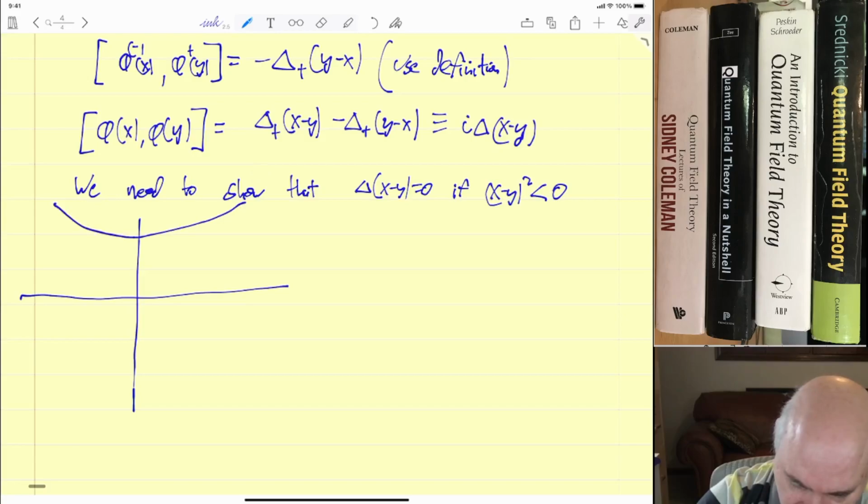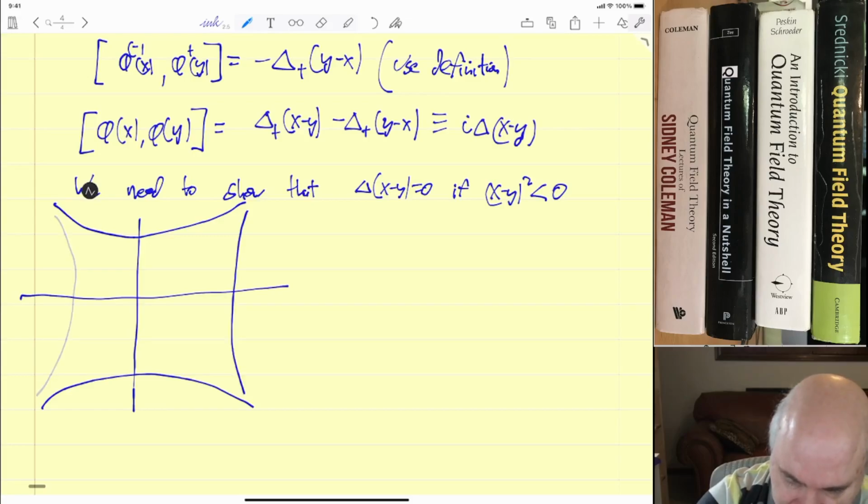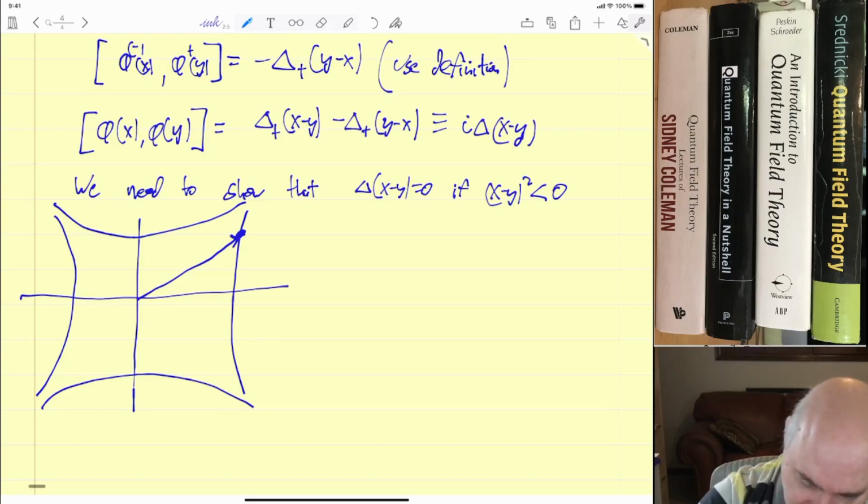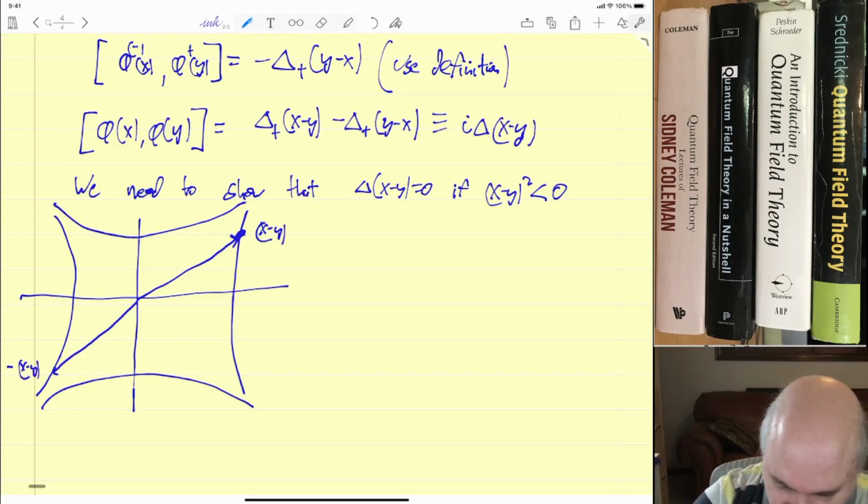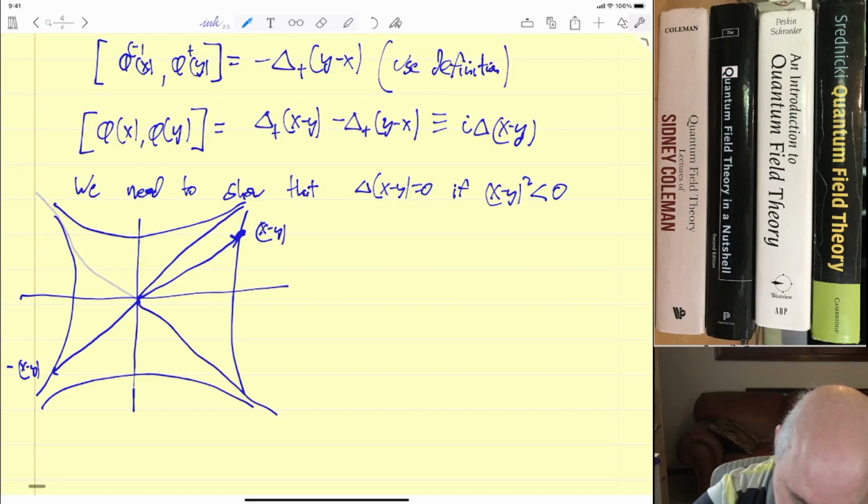This is the mass shell. And these are the other shells for things which are space-like. So if we have a vector, let's say here, let's say this is x minus y, this vector here, we can make a Lorentz transformation to get it to its negative here. If this is x minus y, then this is minus x minus y. Now you might say, how do we know this? Well, I should have drawn the light cones here. How do we know that we can do that?